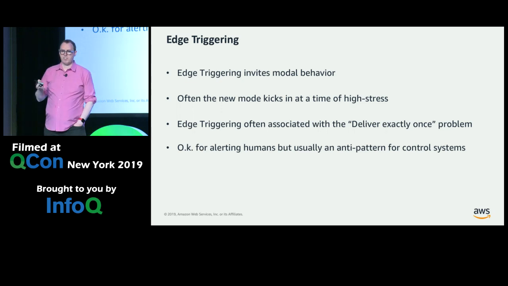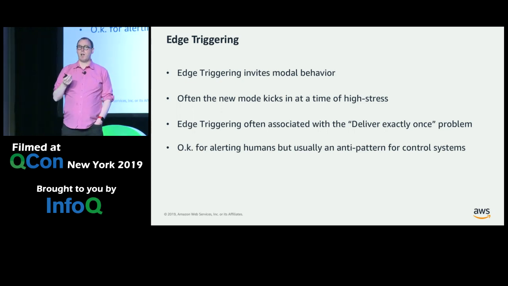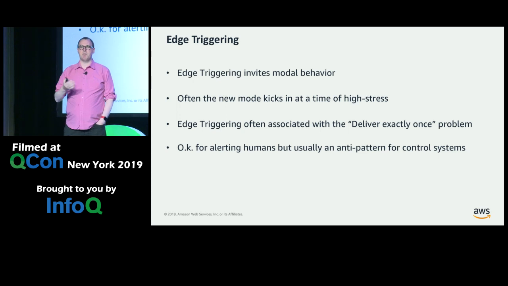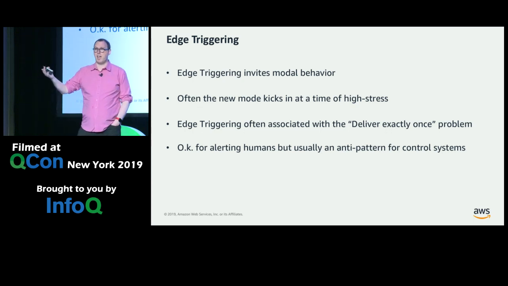They can even be modeled in terms of one another. But I like to really watch out for edge triggering in systems. It tends to be an anti-pattern. One reason is because edge triggering seems to imply a modal behavior. You cross a line, you kick into a new mode. That mode is probably rarely tested, and it's now being kicked into at a time of high stress. That's really dangerous, right?